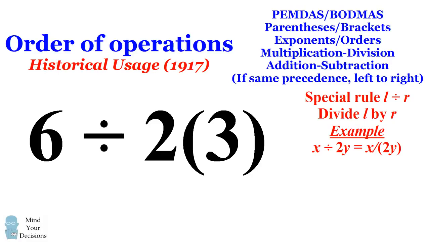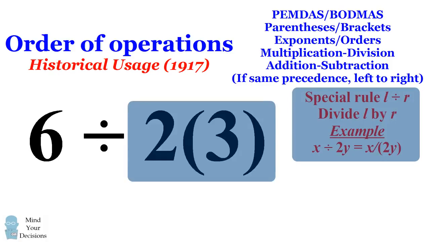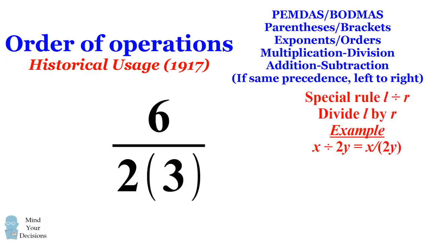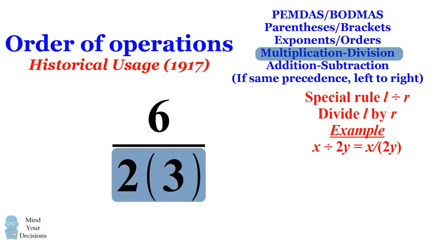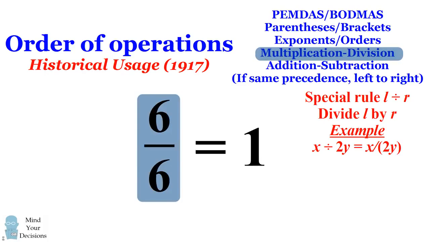So under this historical usage, which is a special exception to the order of operations, and we don't use it anymore, you would want to take this product on the right as your divisor. So applying this rule would then lead to the expression 6 over 2 multiplied by 3. We will now convert the multiplication in the denominator so that 2 times 3 is equal to 6. And we now have one division, which is 6 divided by 6, and that's equal to 1.